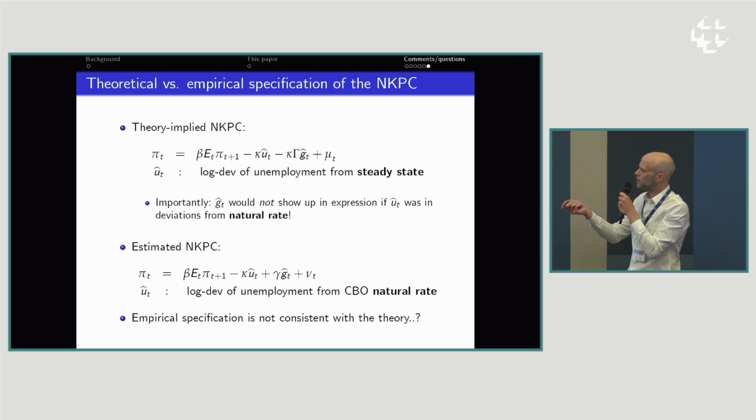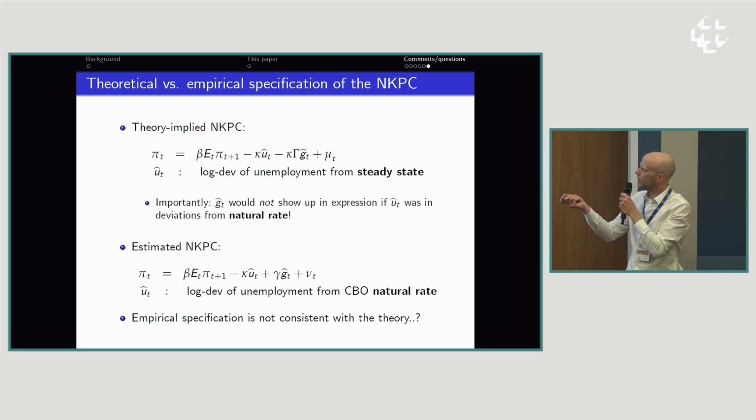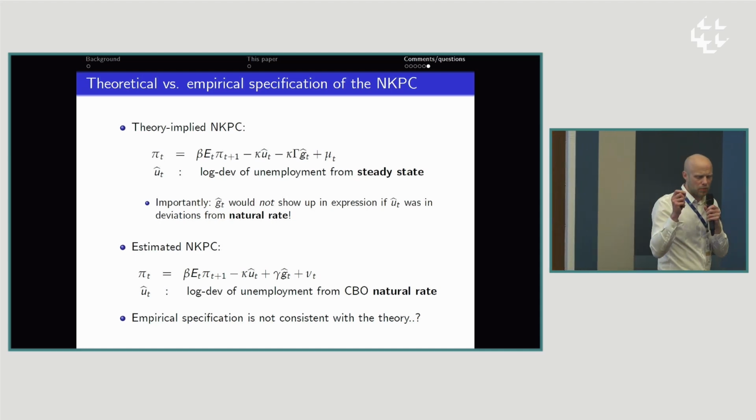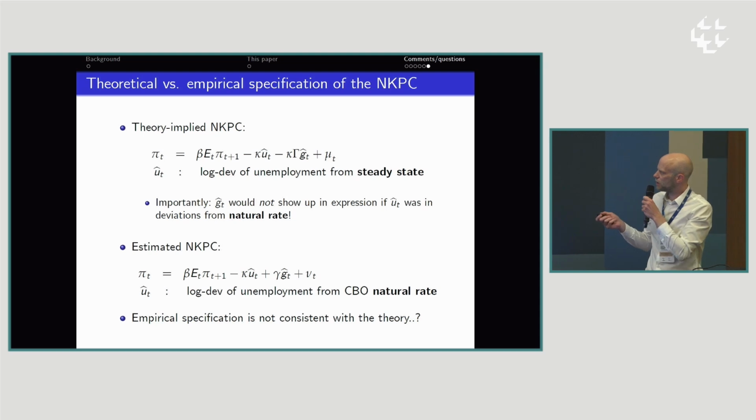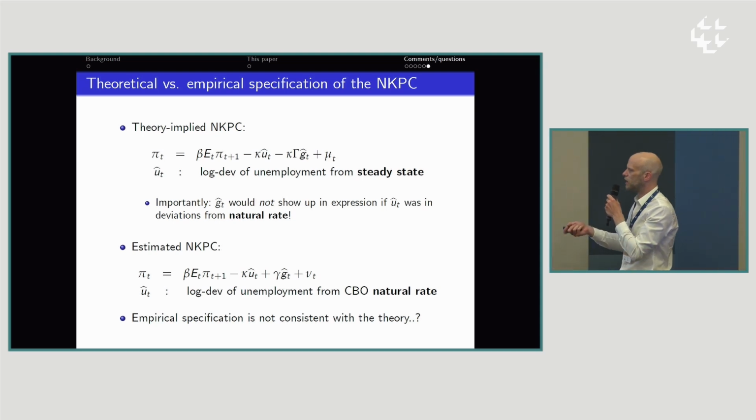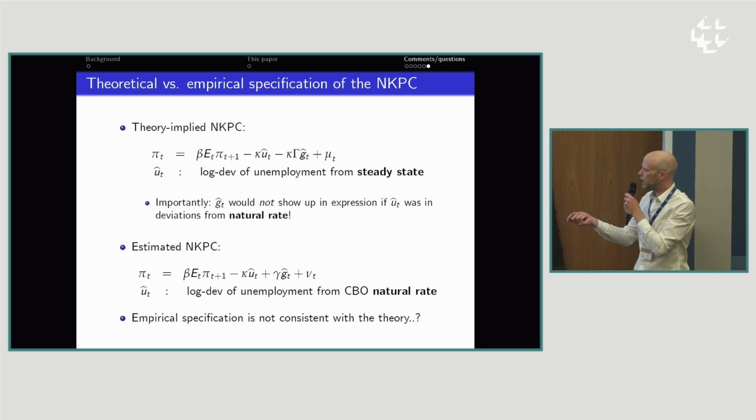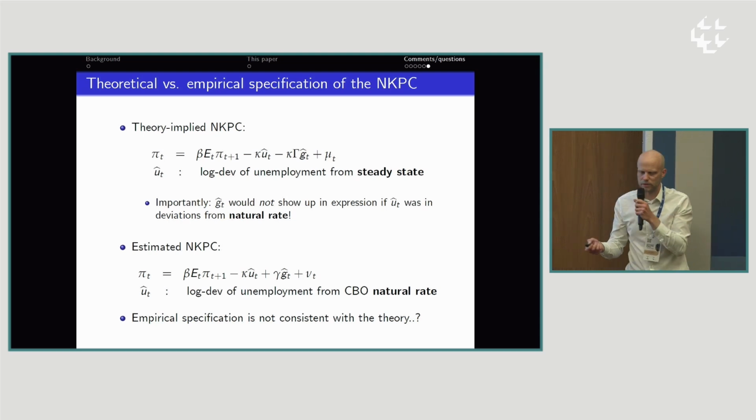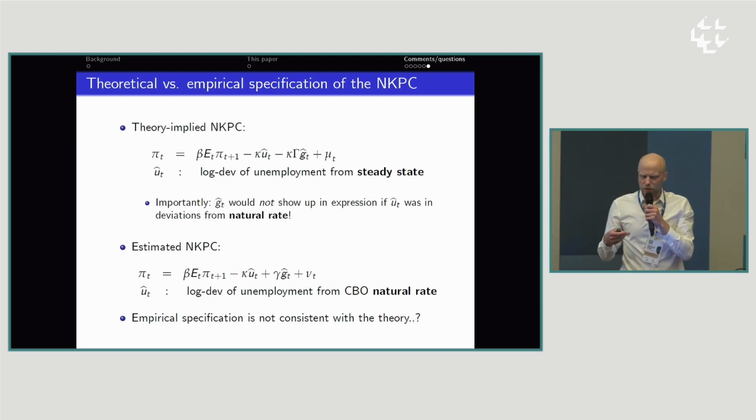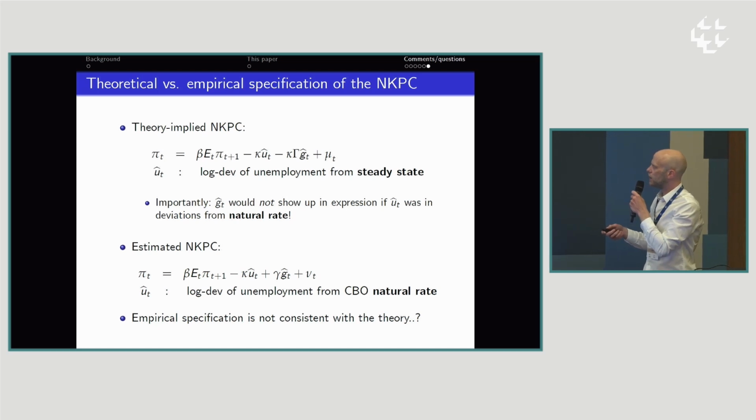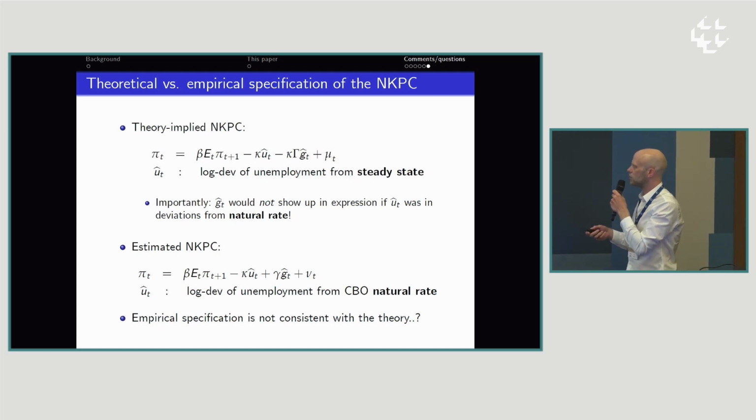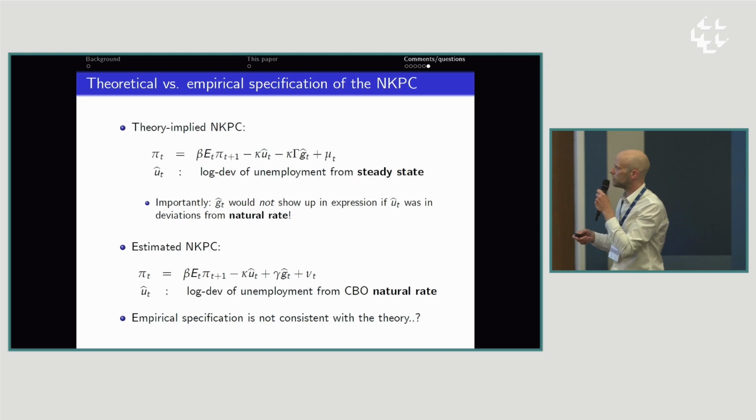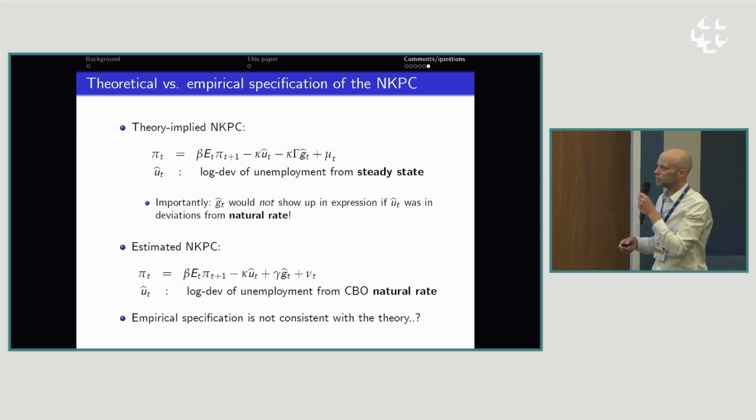And if I understood correctly, government spending would not show up in the expression if it was instead in deviations from the natural rate. But then in the estimated Phillips curve, if I understood correctly, this gap right here is instead the log deviation of unemployment from the natural rate. So I was just wondering how you would justify that assumption, and if it matters. I'm not sure if it matters. Great, that's it, thanks.